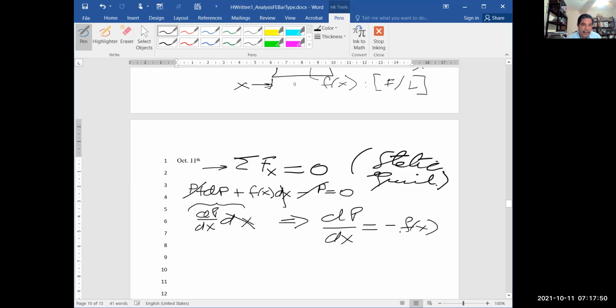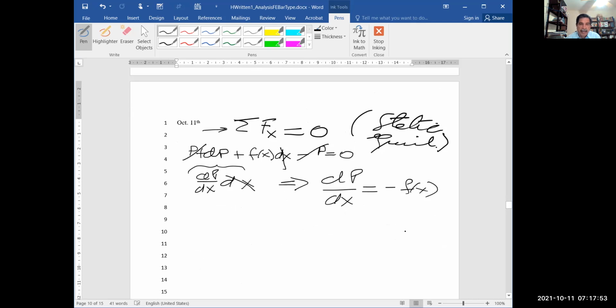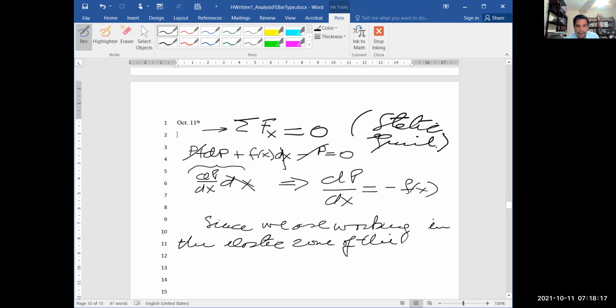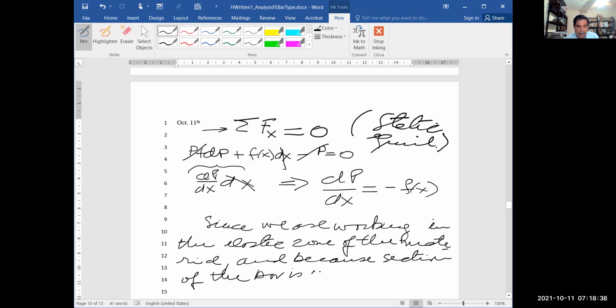Now, what else? We can express this large P, since we are working in the elastic zone of the material, and because the section of the bar is uniform.